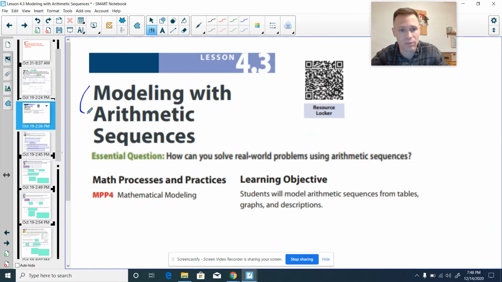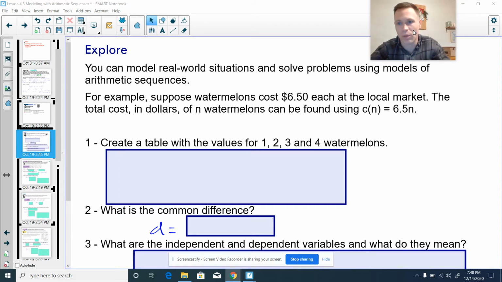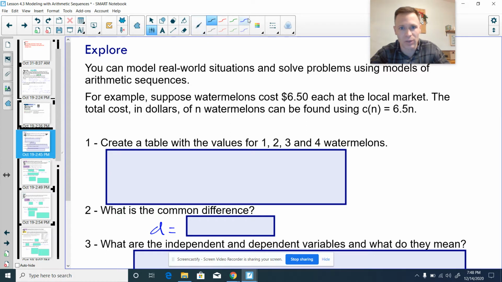Again, 4.3, modeling with arithmetic sequences. Bunch of examples. Let's get ready to rock. We have an explore problem here, so you can explore real-world situations and solve problems using models of arithmetic sequences. For example, suppose watermelons cost $6.50 each at a local market. The total cost in dollars of n watermelons, so we're going to be using n for the amount of watermelons here.